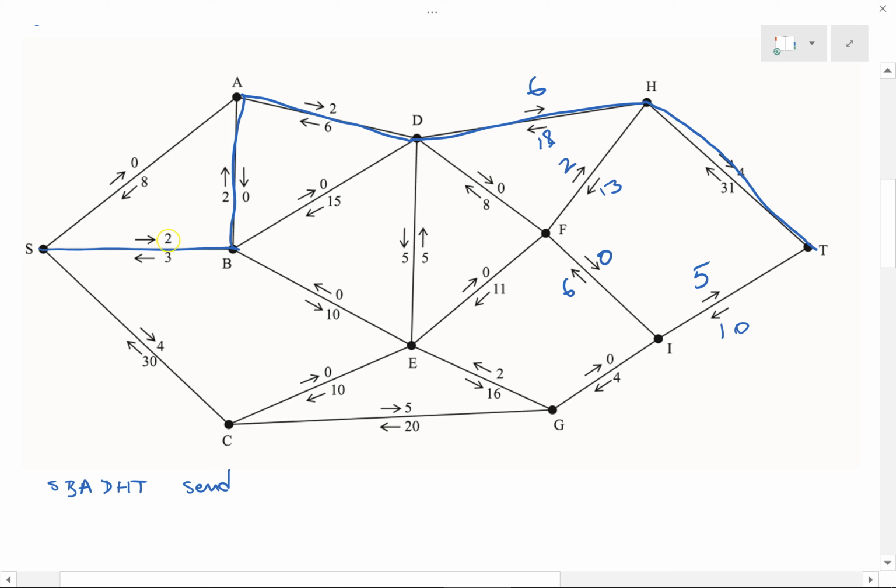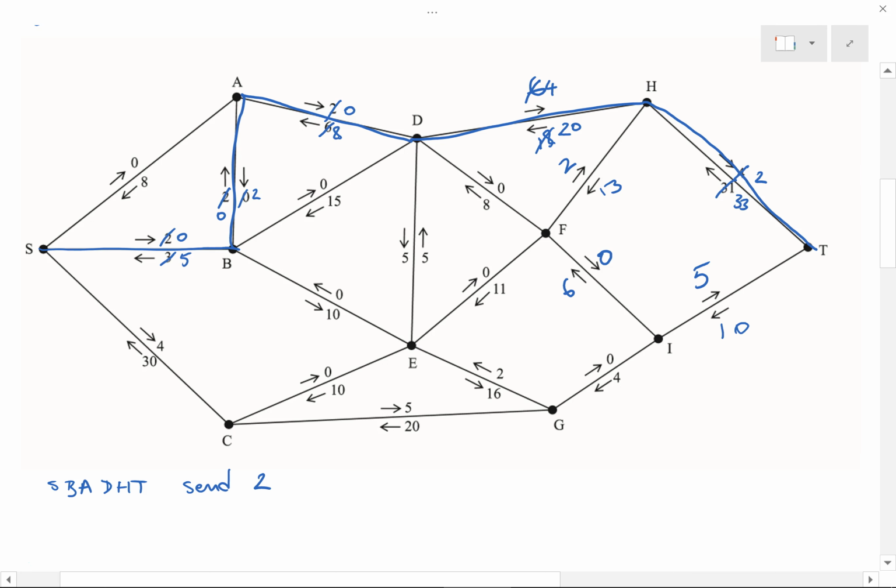Right, now we're looking for the smallest forward arrow, because that's the one we'll do. That's 2. So 2 is the most we can send along there. So send 2. So we're going to decrease the forward arrows along that route by 2. So that's 0, 0, 0, 4, and 2. And we increase the backward arrows by 2. So that's 5, 2, 8, 20, 33.